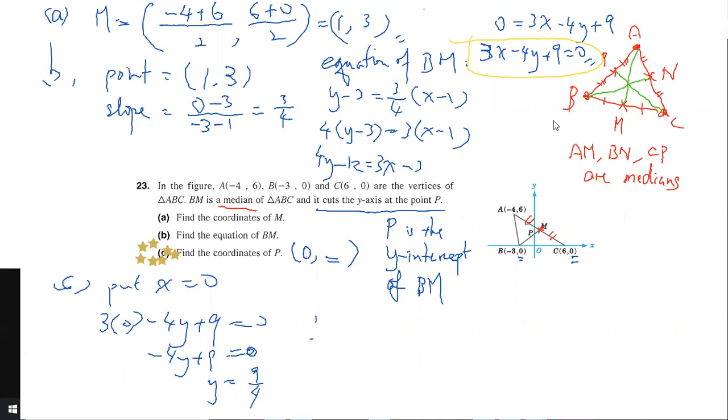So the coordinates of P will be equal to 0 and 9 over 4. So that is the answer. So that is how we can find the y-intercept of a straight line.